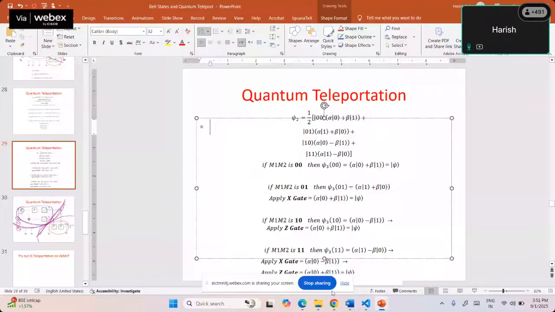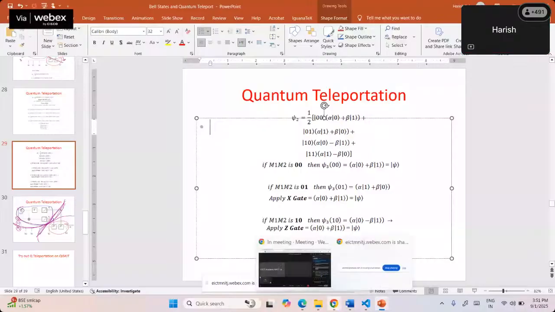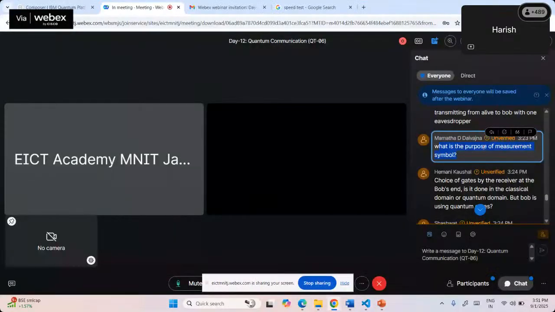So yes, the purpose of measurement is that you need to know whether Bob needs to apply X gate and Z gate or not. Depending upon the measurement outcome, Bob will apply X and Z gate on his qubit. Then only will he have the exact psi state with him.